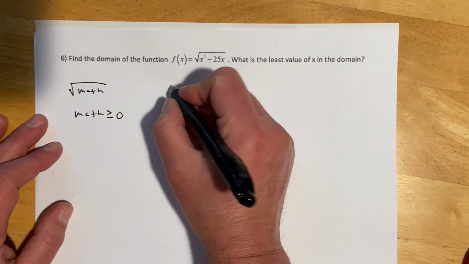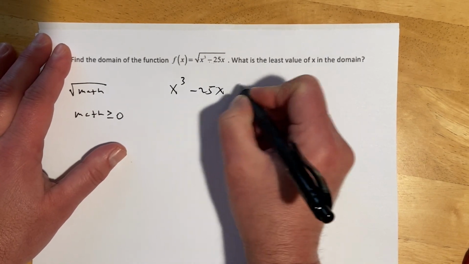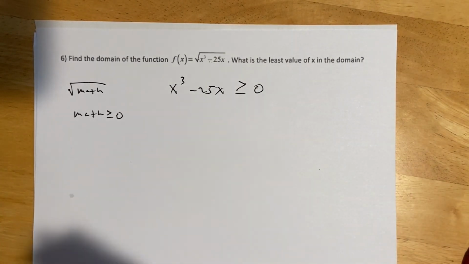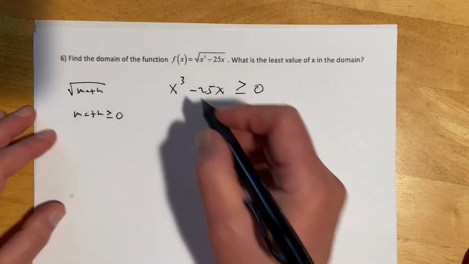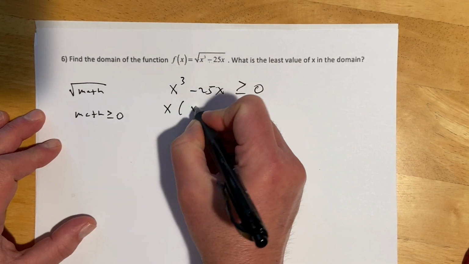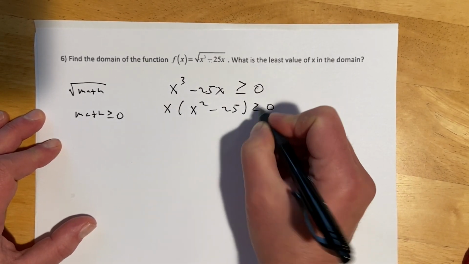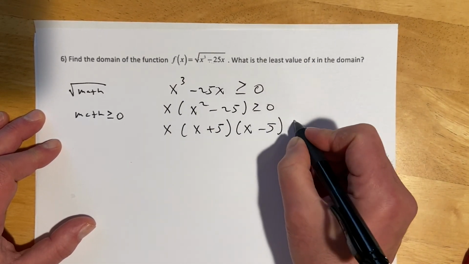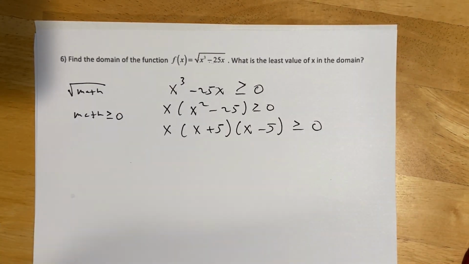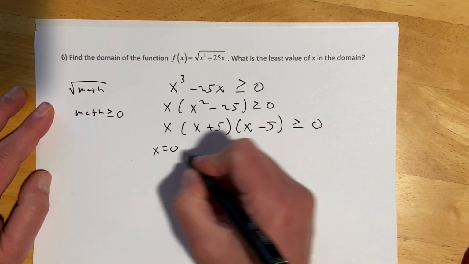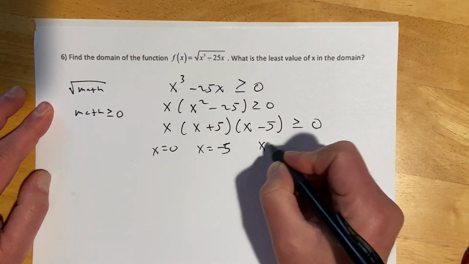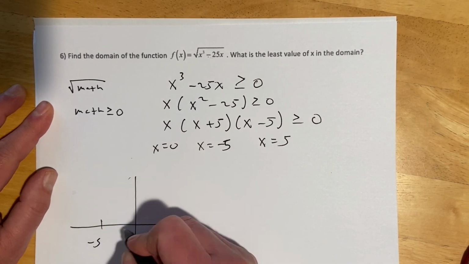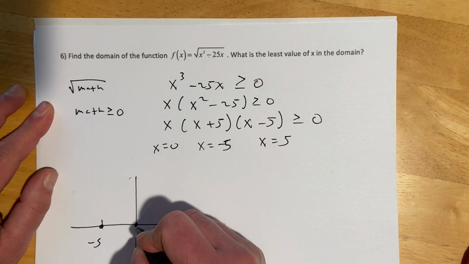So for here, what we need to solve is x cubed minus 25x needs to be greater than or equal to 0. So we factor, get our zeros, and then we can either do test points or graph it, whichever is your preference. So x squared minus 25 greater than or equal to 0. And then x plus 5, x minus 5. And so our zeros are at 0, -5, and 5. So I'll just kind of declare that one to be -5, this one to be 5.